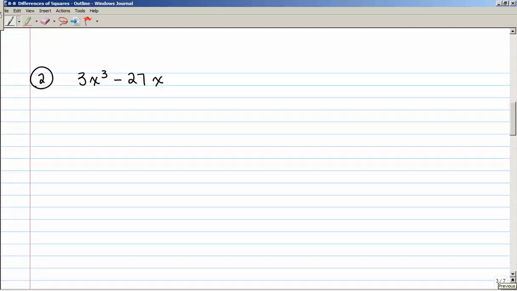Here's one, but what I'm noticing in this problem, 3x cubed minus 27x, is there's actually a greatest common factor that I can take out of both of those. My greatest common factor is going to be a 3, because both 3 and 27 are divisible by 3, and an x. Each of them has an x. And when I factor that out, I'm left with x squared minus 9.